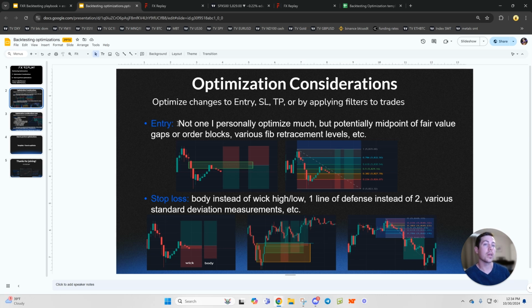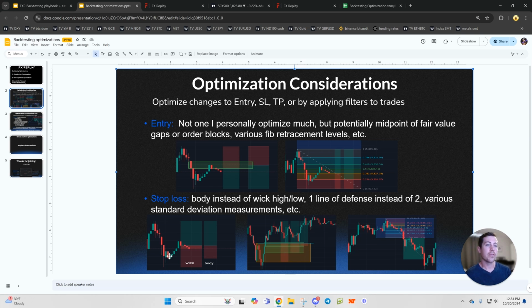Personally, I don't adjust my entries that much. I generally will focus more on the stop loss and take profits because my entries are based on a pretty reactive level typically, so I don't want to get too cute and try to get a slightly better entry. I'd rather just enter where the expected reaction is and fine tune the other things. But if you want to, those are some options for entry.